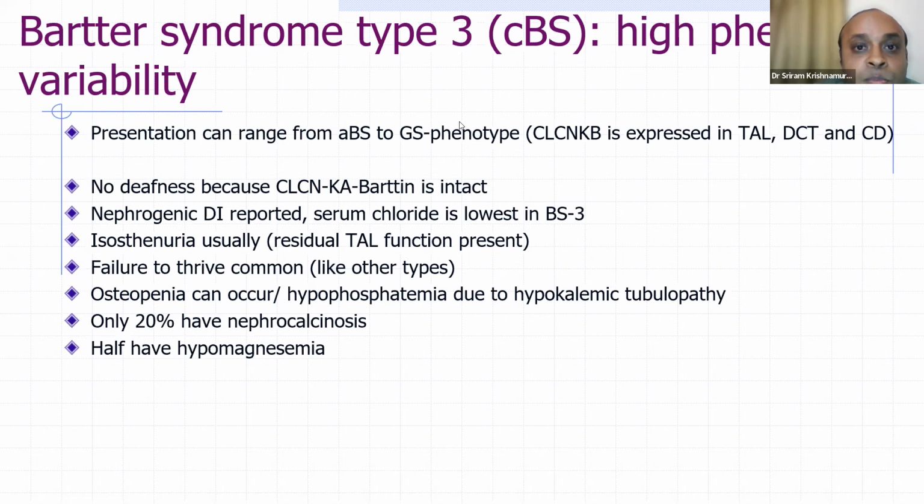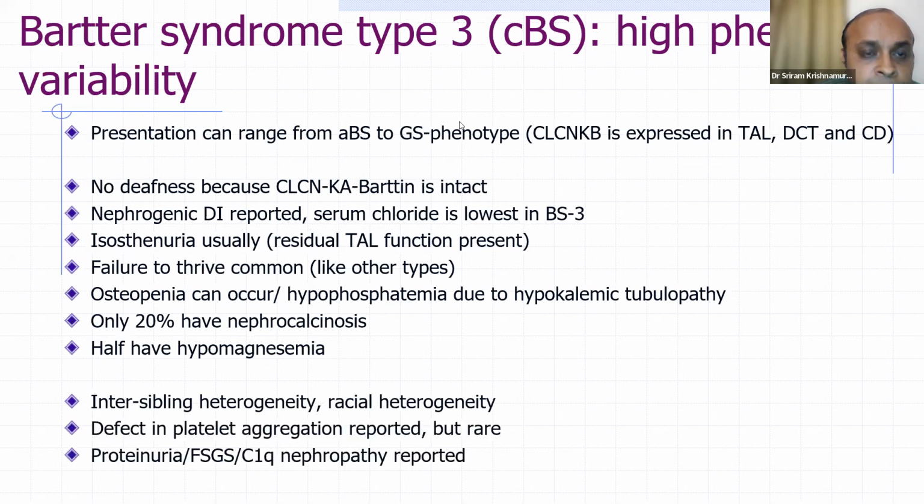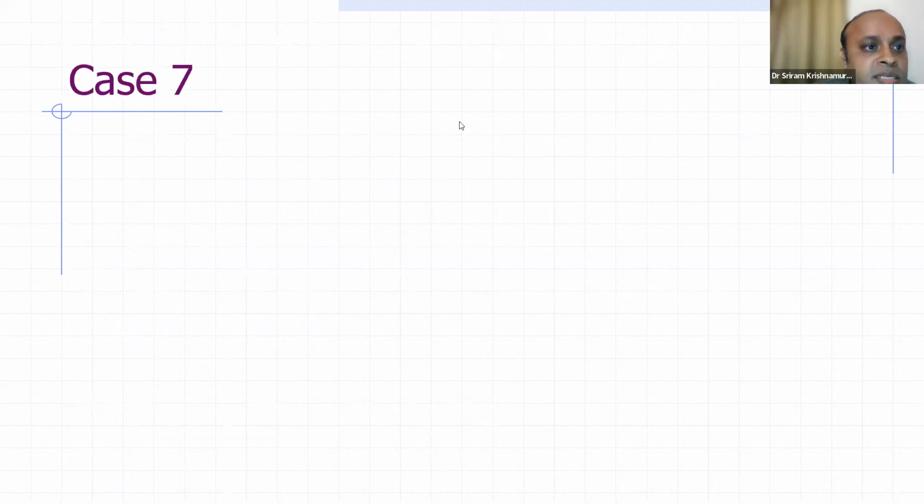Half of them can have hypomagnesemia here, which could be a DCT phenotype kind of thing. Inter-sibling heterogeneity is reported. Racial heterogeneity is reported. For example, in the literature, African Americans are shown to have a more severe phenotype. A defect in platelet aggregation has been reported, but it's very rare. Bartter syndrome type 3 has also sometimes been shown to develop FSGS, even nephropathy, with severe proteinuria. Renal failure also may occur, and multiple reasons have been suggested.